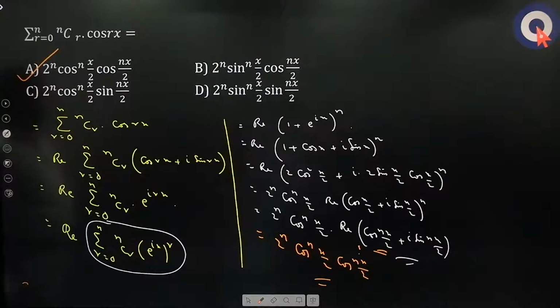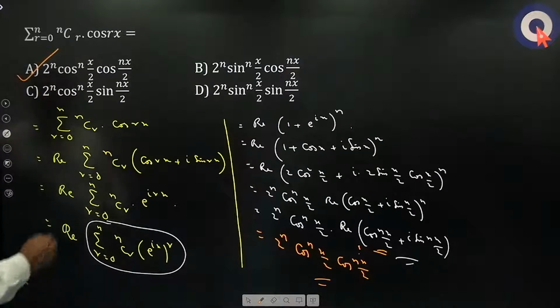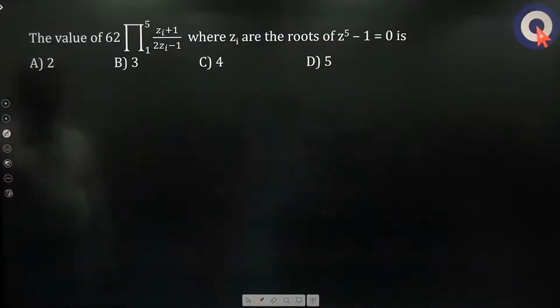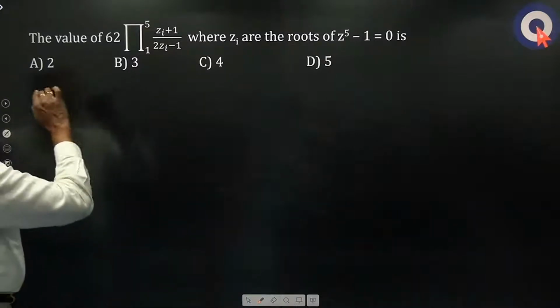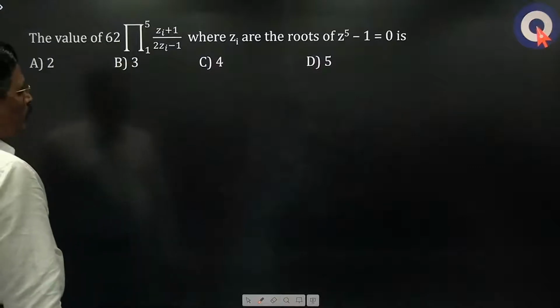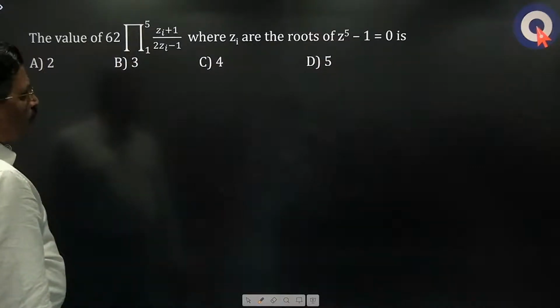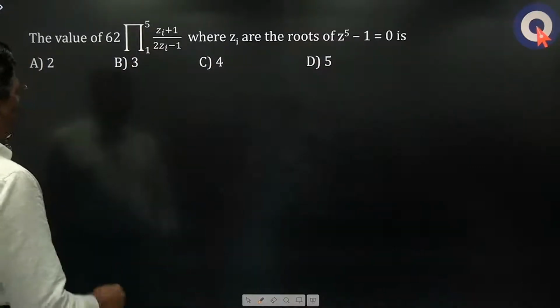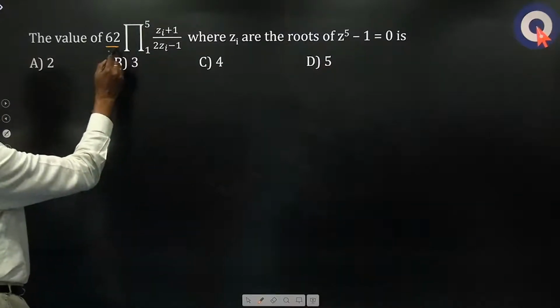All right, we shall now move on to the next problem. The value of 62 into the continuous product of (zi plus 1) by (2 zi minus 1), where zi are the roots of z power 5 minus 1 equals 0. All right. So 62 we can take care of later.